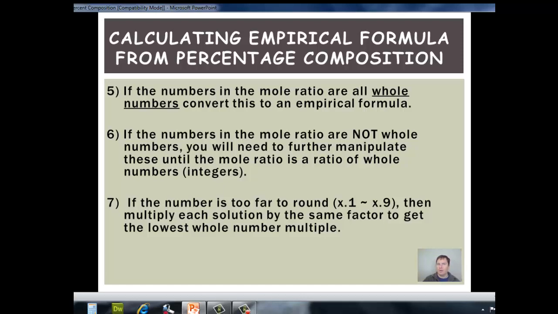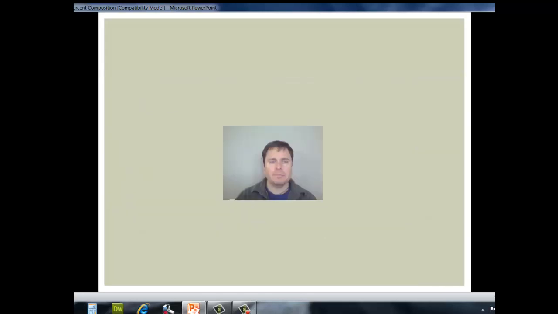So if you have 1.5, if I multiply that by 2, it's going to give me 3. Then I have to multiply all the others by 2 as well. If it's 1.33 and I multiply it by 3, that gives me a whole number ratio there. Then I've got to multiply all the other ones by 3. We'll get more practice on this in class.